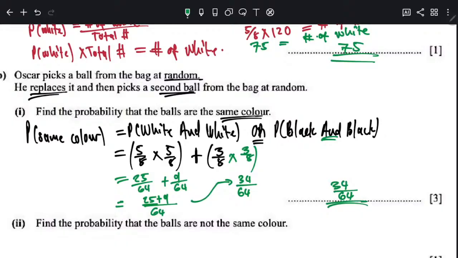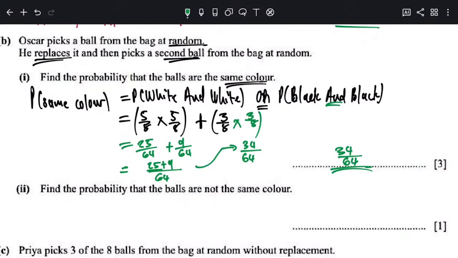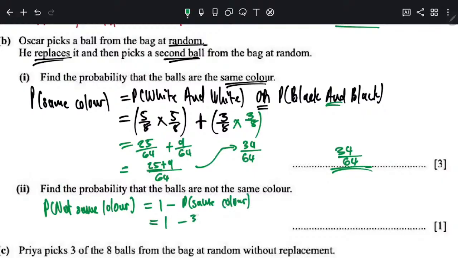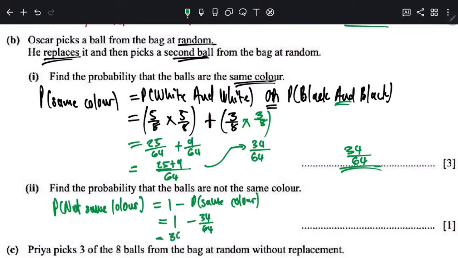Great. Find the probability that they are not the same color. Probability of not same color. In other words, probability of different color. They could have said find probability of different color. It's the same as not of the same color. It's 1 minus the probability of same color, which is going to be equal to 1 minus 34 over 64. And you get 30 over 64, which you can reduce to its lowest terms. What is it? 15. Okay. 15 over 32.